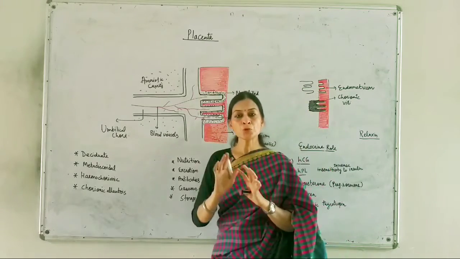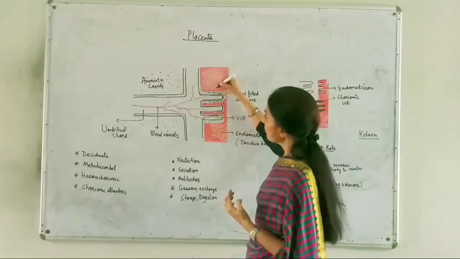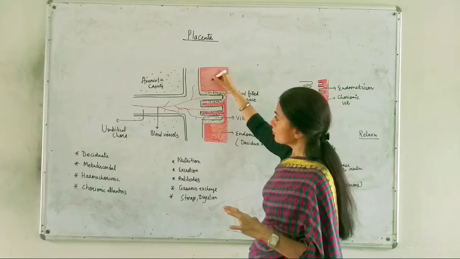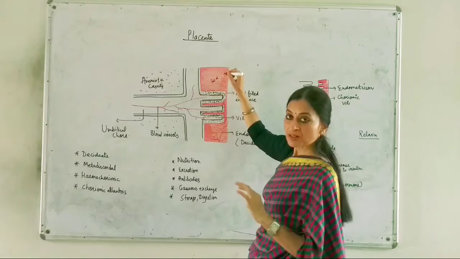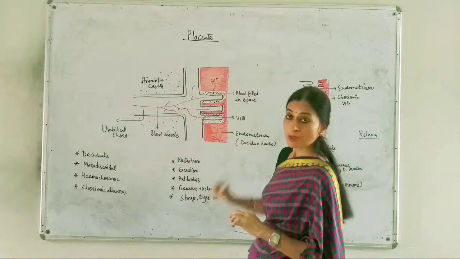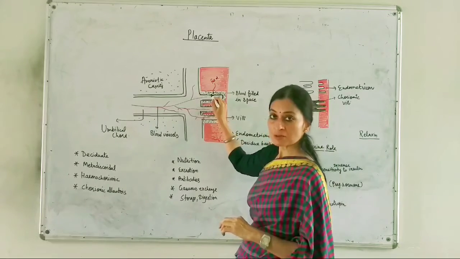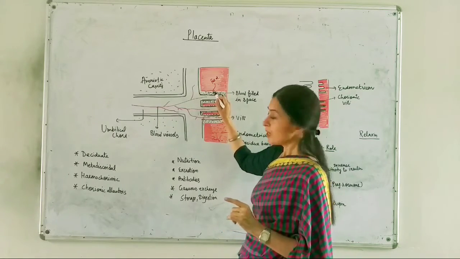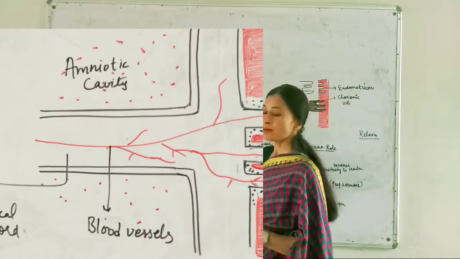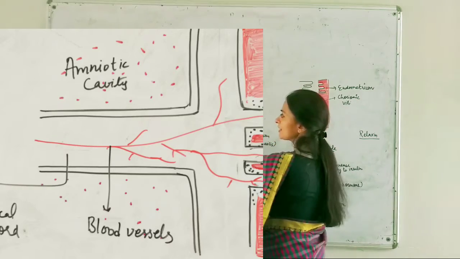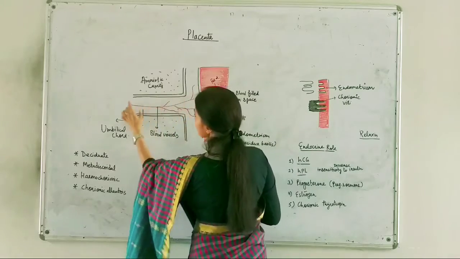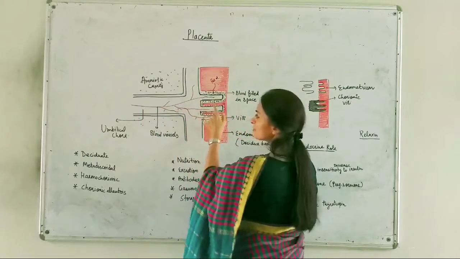So, if there is going to be exchange of material, it will not be direct. For example, the food present in these endometrial wall blood vessels will first come into this lacuna, this space, and then it will enter the chorionic villi, where the blood vessels of the fetus are present. Okay, so these are the finger-like projections, chorionic villi, and I have shown here a network of blood vessels.